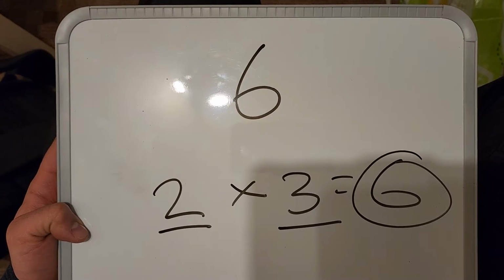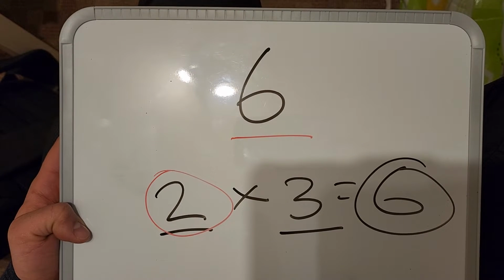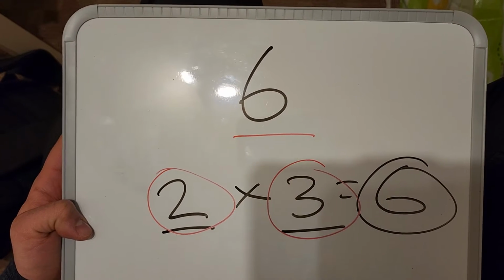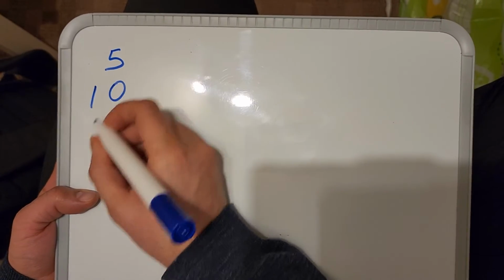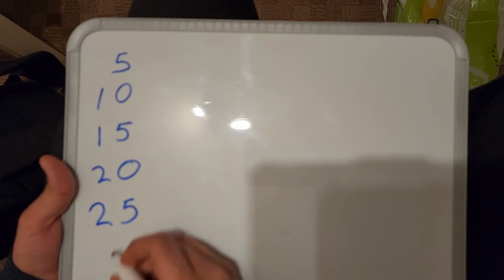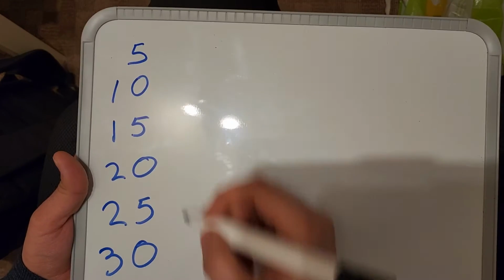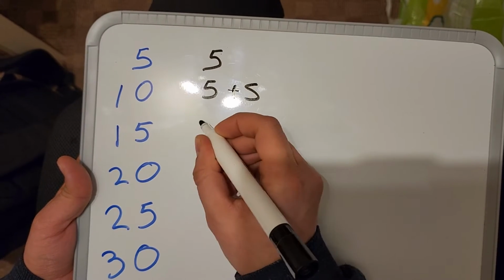And we can also say that the number 6 is a multiple of the number 2 and also a multiple of the number 3. So what are the differences between multiples and factors? Well, if we're looking at the multiples of 5, we look at 5, 10, 15, 20, 25 and 30. And what we could say is that these are different amounts of 5 just added together.